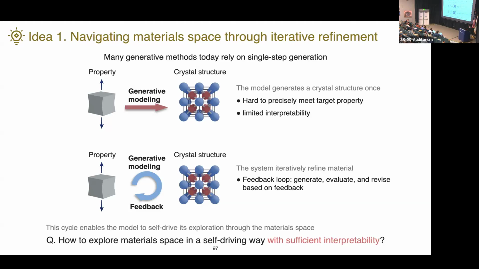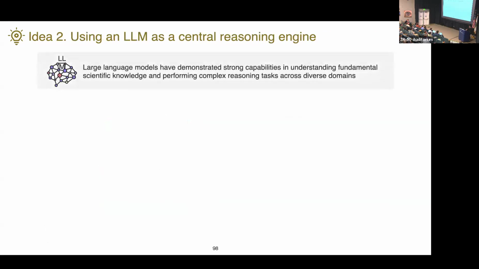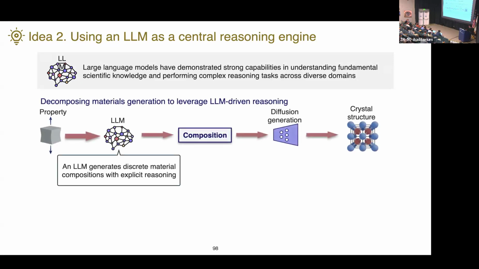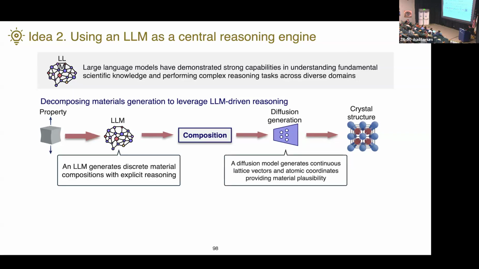So how do we explore materials in a self-driving way with sufficient interpretability? So we need LLMs, right? You need to explain how you actually do the reasoning, how you infer the structure. So let's say you have the property, then you use a language model to generate the discrete material composition with explicit reasoning, just like how we did in MetaExpert, right? And based on the reasoning outputs, it proposes a composition plan.